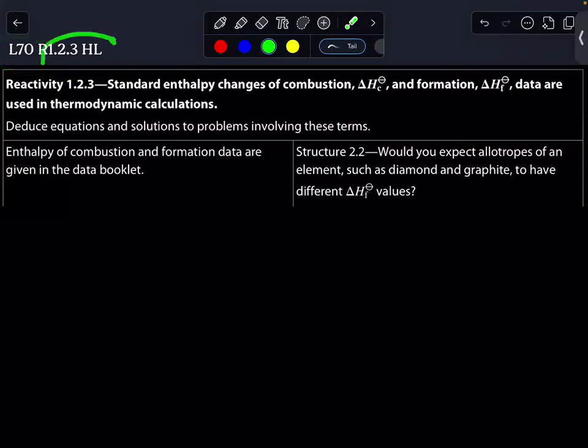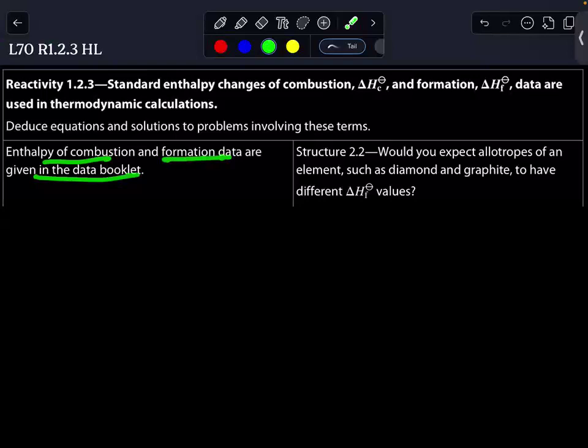Today we're going over reactivity 1.2.3. This is an HL subject. We're going to be discussing standard enthalpy changes of combustion, delta HC, with the little standard symbol, and formation, delta HF, with the standard symbol. Data used in thermodynamic calculations, so we're going to figure out how to do that, and we'll deduce equations and solutions to problems involving these terms. All the data we need is given in the data booklet for combustion and formation. I believe those are sections 13 and 14 of your data booklet.